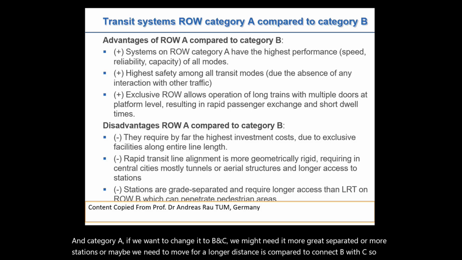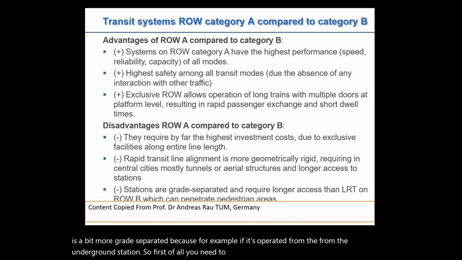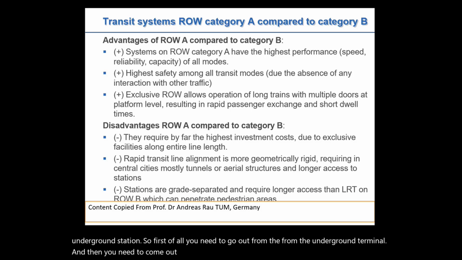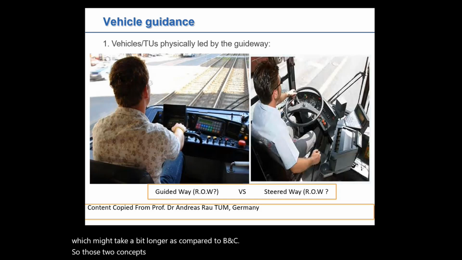So the A is a bit more grid separated, because for example, if it's operated from the underground station, first of all you need to go out from the underground terminal, and then you need to come out, and then you need to change again to the right of way category B, which might take a bit longer as compared to B and C. Okay, so those two concepts are already covered, right of way and what is the comparison.